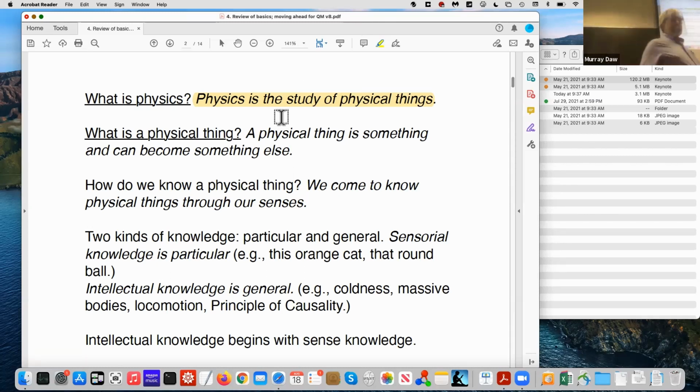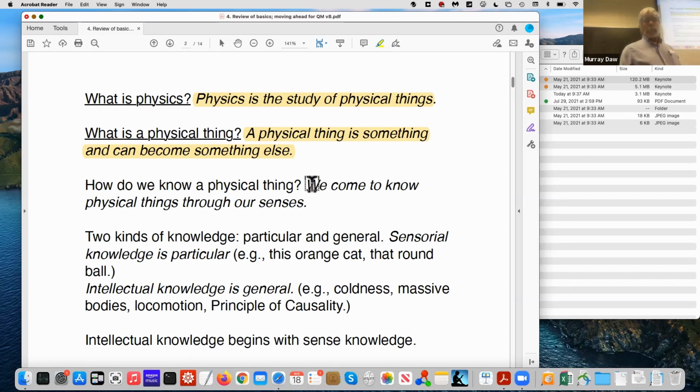Okay, so what is a physical thing? A physical thing is something that is and can become something else. That's the essence of physics, the study of changeable things. That's the meaning of the word physica from the ancient Greek. Aristotle and others at that time were studying changeable things. And the designation for that general field was physics. It's translated into physics in English. So a physical thing is something and can become something else. It is and can become. It's both. That's an important thing.